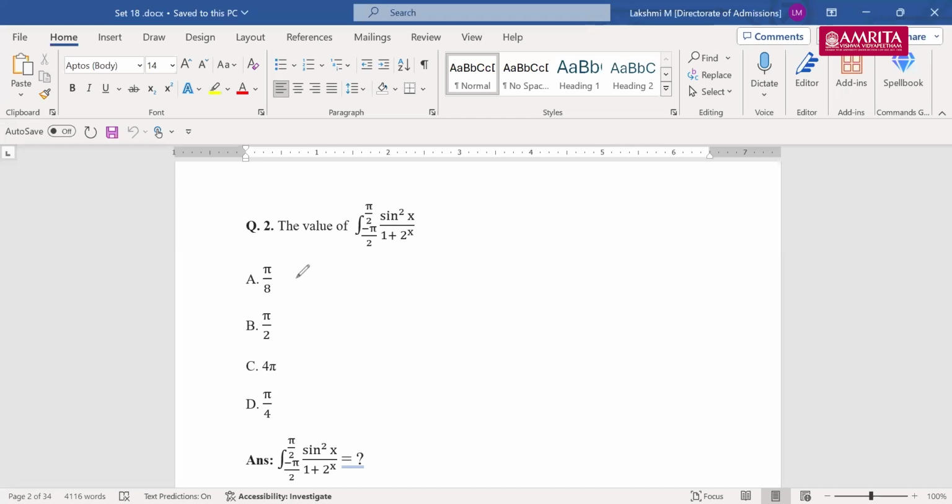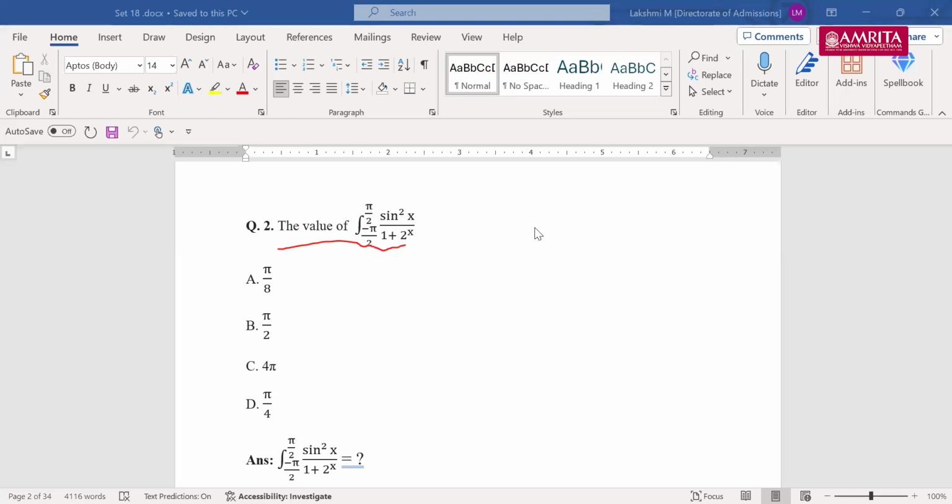Now moving to the next question. The value of integral minus pi by 2 to pi by 2 sine square x by 1 plus 2 raised to x. Think of what form it is. Integral minus pi by 2 to pi by 2 sine square x by 1 plus 2 raised to x. Is it pi by 4? Okay, somebody has typed, is it pi by 4?